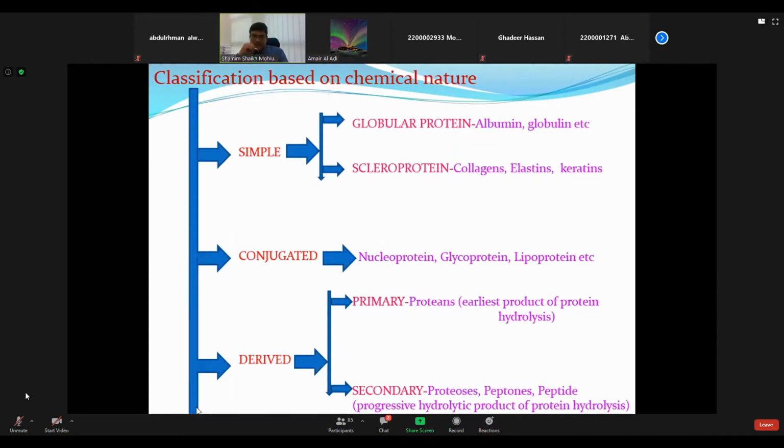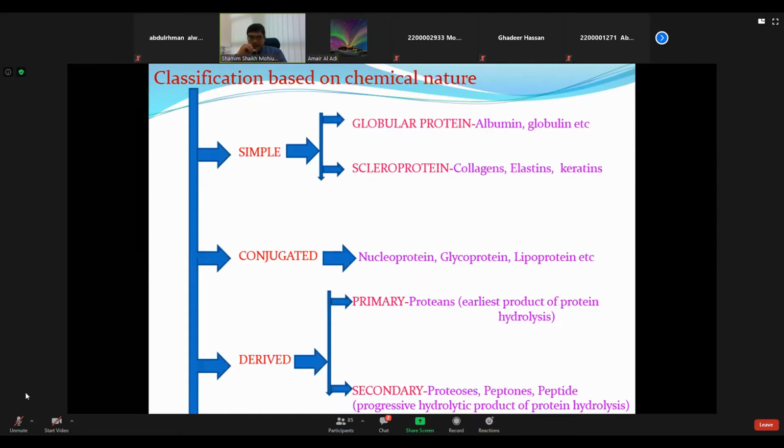So the derived proteins are mainly coming from protein. How? After hydrolysis of protein, when the protein molecules are broken, the first product you get is called a protein, and that is called a primary derived protein. The first hydrolysis: you are just breaking the protein molecules by applying water, and you get your first product, and this protein is a type of primary protein.